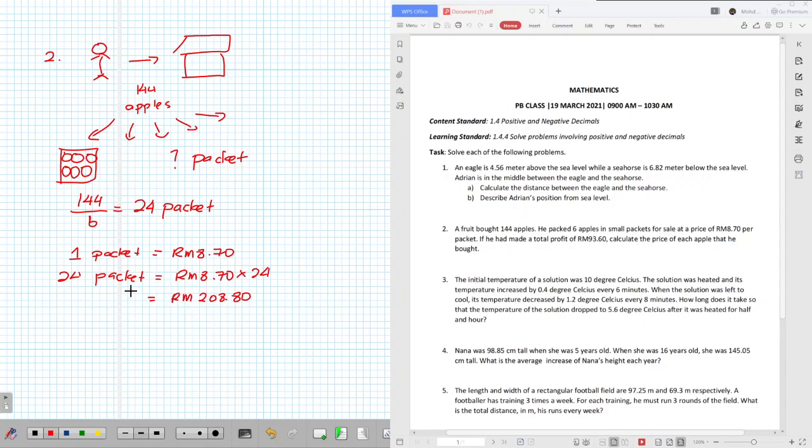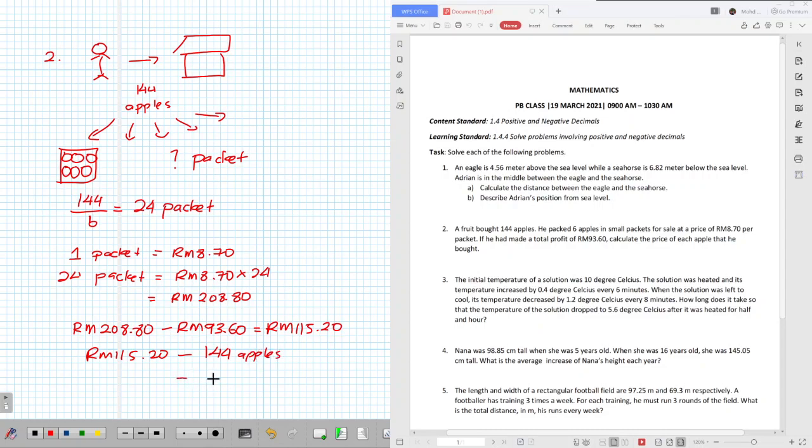The first thing we know is that he sells for 208 ringgit 80 cent, and the profit is 93 ringgit 60 cent. So if we subtract the profit, then we will get the cost price. The price supposed to be 115.20. This RM 115.20 is for 144 apples.